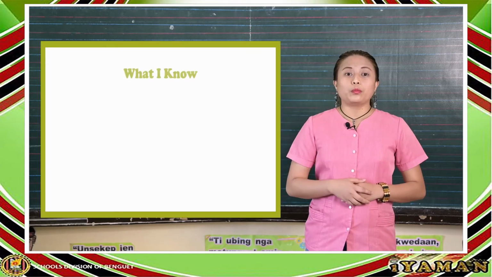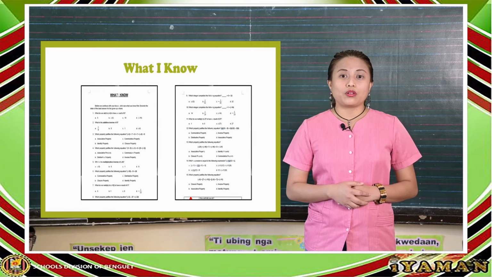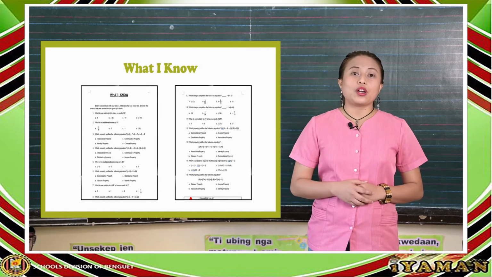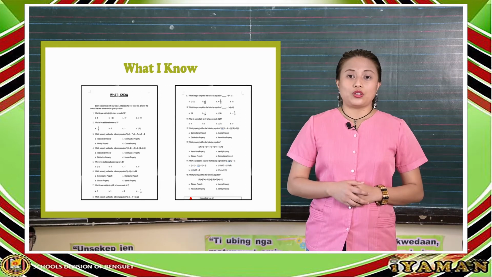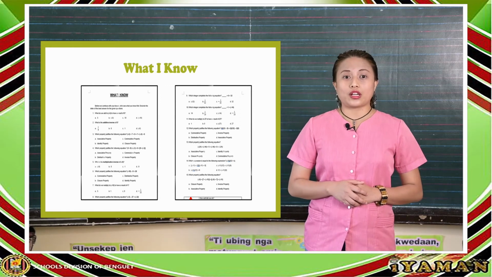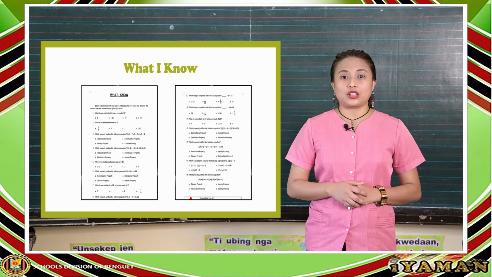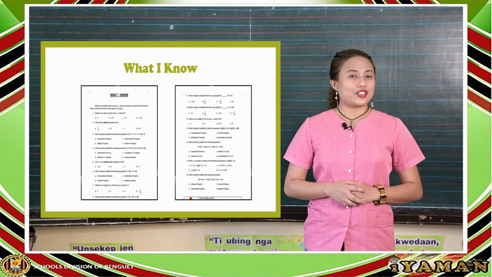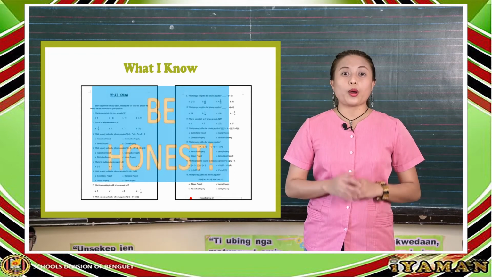The What I Know part contains a pre-assessment of your knowledge about this lesson. This part will check if you have any knowledge about the lesson. So try to answer these 15 items, then see if you got these correct answers according to the answer key on page 29. Take note, faking your score is not the right way to learn, so be honest.